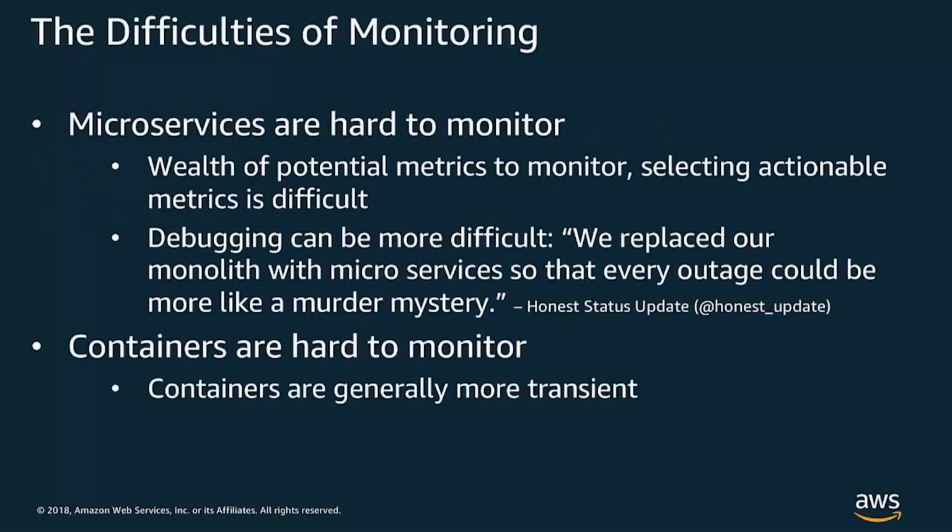Monitoring is important, but it's also difficult. And it's even more difficult in a microservice Kubernetes environment. I think the biggest reason for that is because there's so many different things that you can monitor that selecting the right metrics can be really difficult. And containers themselves are difficult to monitor because they're generally more transient than your normal workloads, especially in Kubernetes, where you're not guaranteed to have any one container running on any one instance.